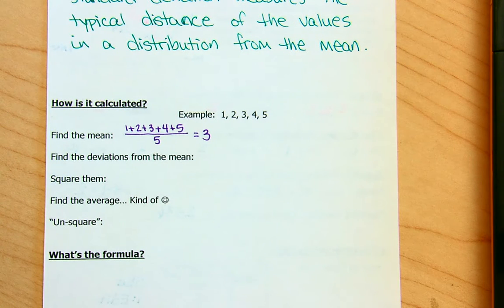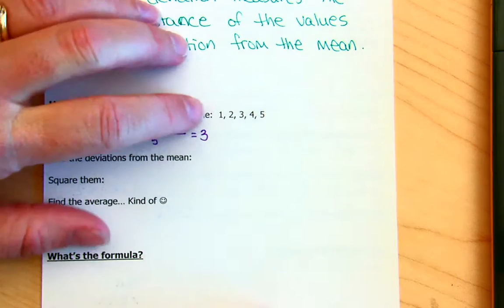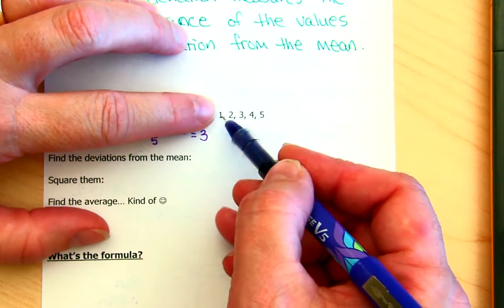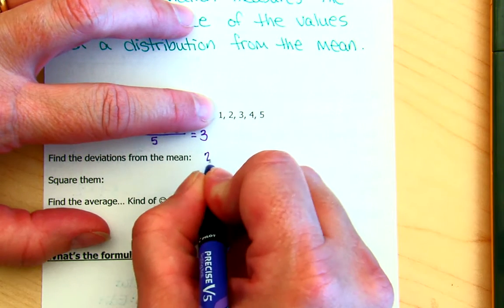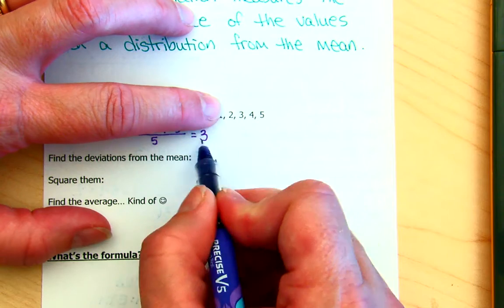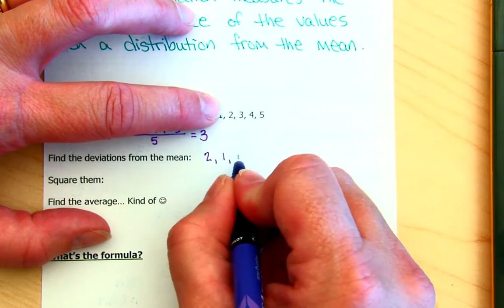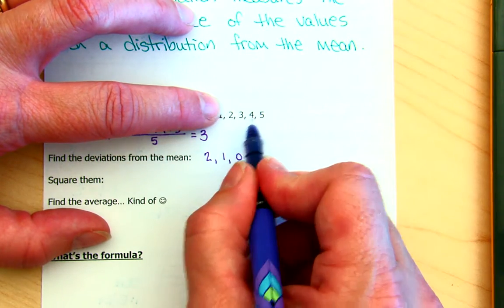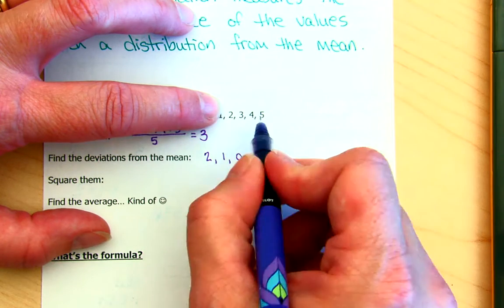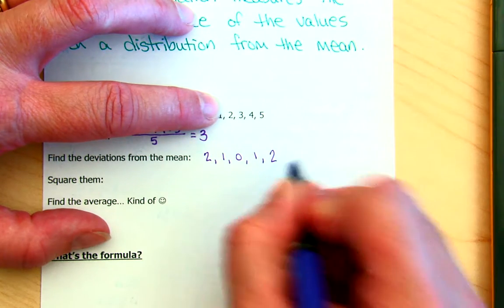Then we would find how far each number is from the mean. So I want to know how far away the 1 is from the 3. That's a difference of 2. Here, 3 and 2, there's a difference of 1. 3 to 3, difference of 0. 3 to 4, difference of 1. 3 and 5, difference of 2.